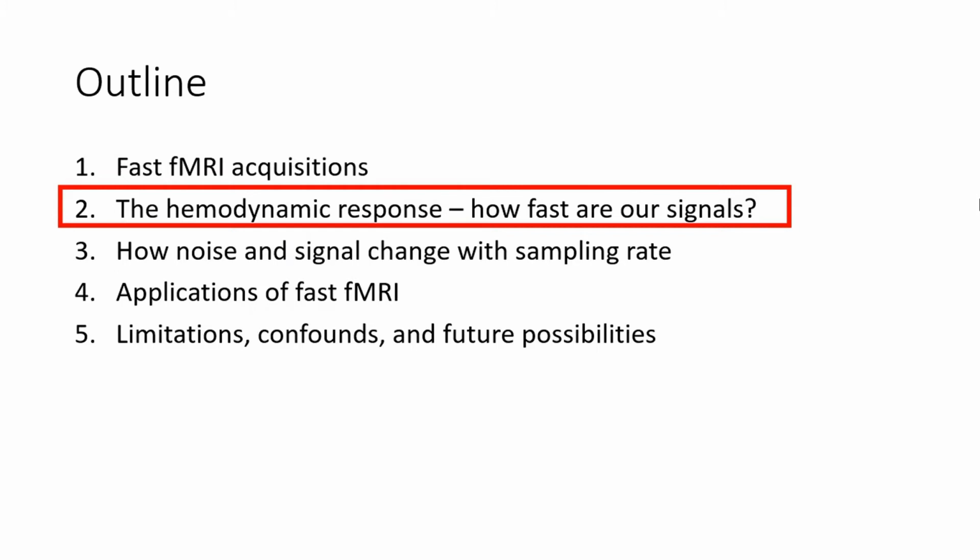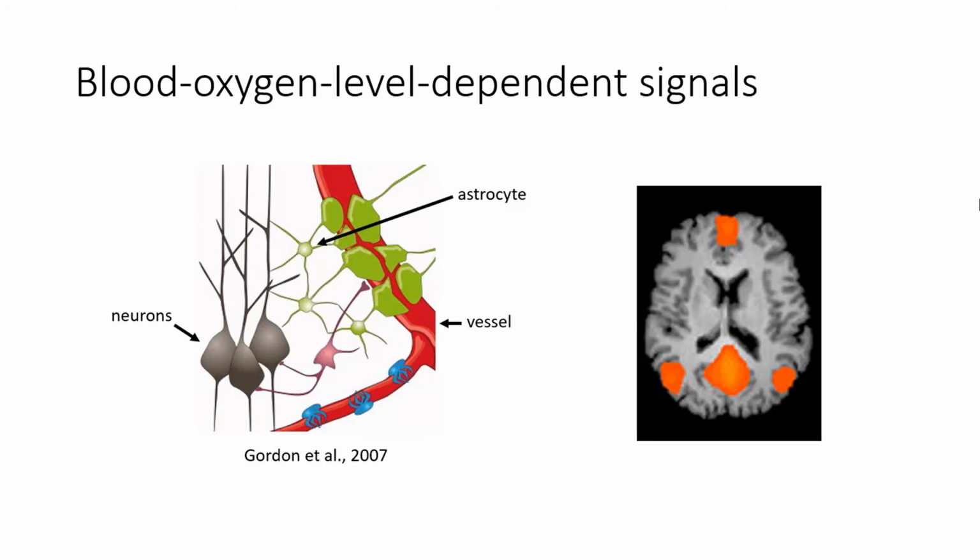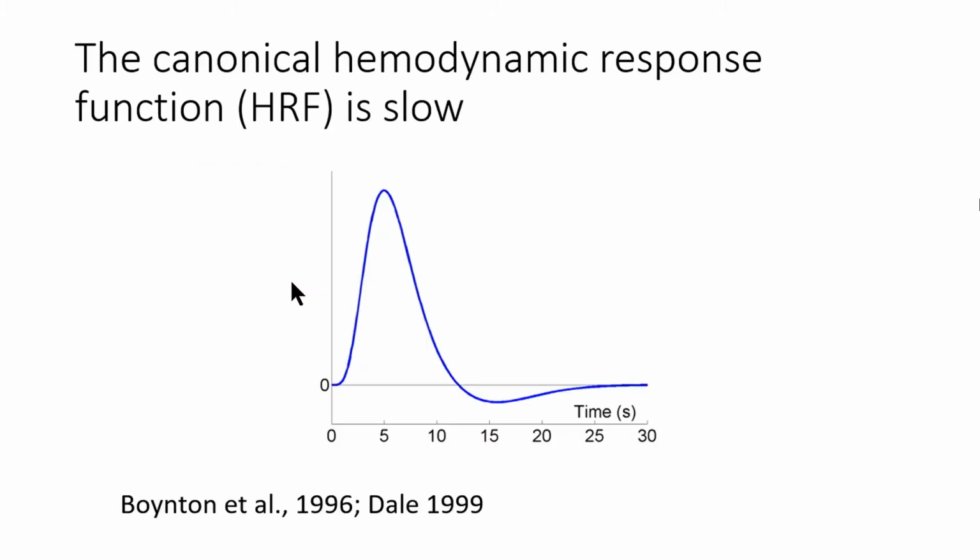So then the bigger question, I would argue, is, how fast are the actual signals that we're measuring with fast fMRI? As the great talks before have already shown, what we measure in BOLD fMRI is not the neural activity, it's the hemodynamic response to the neural activity, which we detect as local blood oxygenation changes. And the canonical hemodynamic response function, the one that's often the default in any software package you might be using, is quite slow.